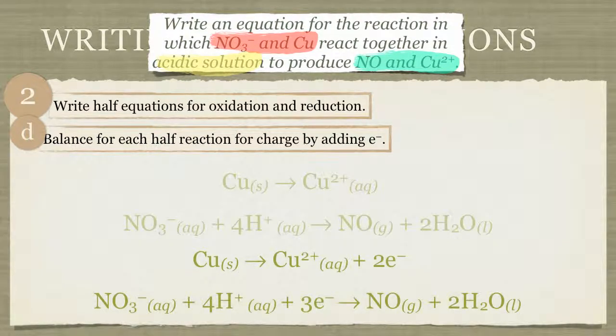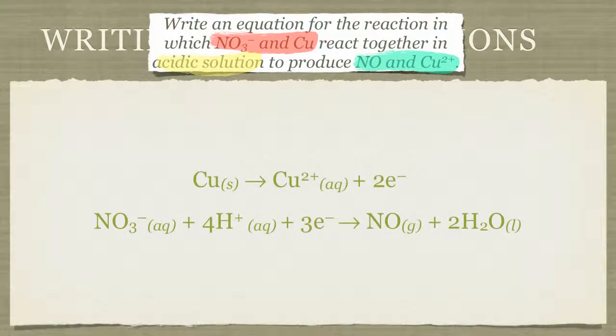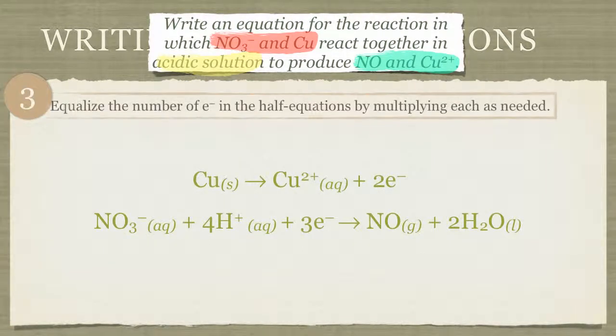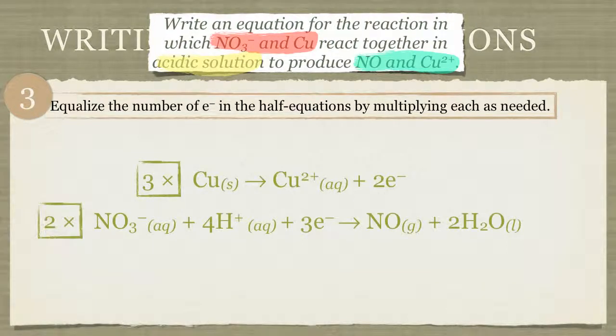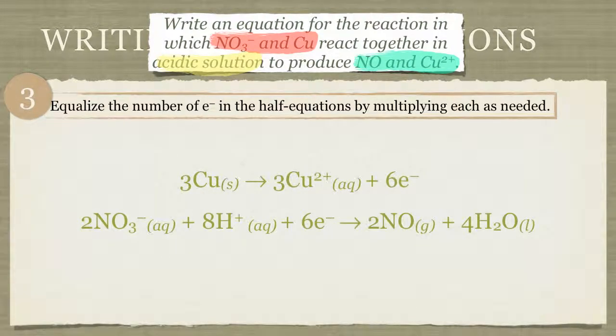We're not actually pulling in electrons from the solution, this is actually just theoretical. Finally, step 3. Now we need to equalize the electrons in both half reactions by multiplying as needed. So we'll take the copper half reaction and multiply by 3, and the nitrate half reaction, multiply by 2. And here's our result. You can see that both half reactions deal with 6 electrons.